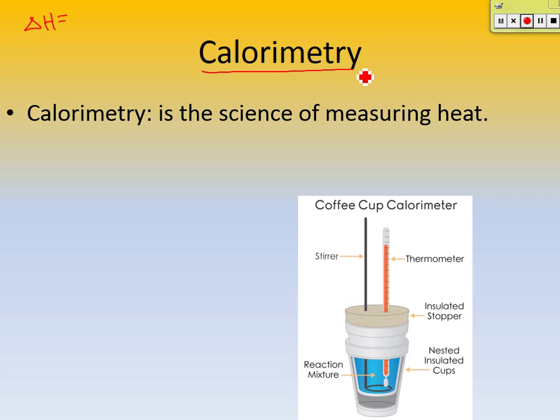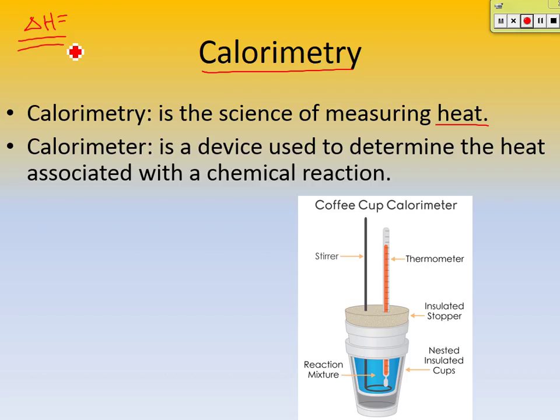So calorimetry is the science of measuring what? Heat. Okay, it's the science of measuring heat. Heat can either be released in a chemical reaction or it can be absorbed. And so we're going to track that using calorimetry today. And really what we're determining is delta H.